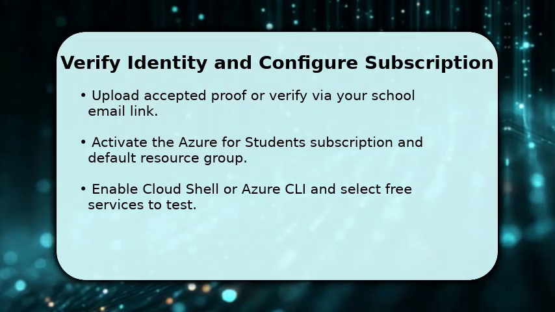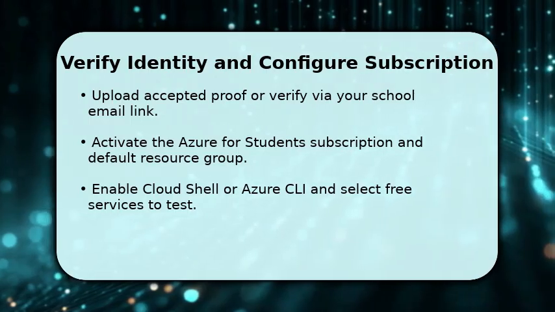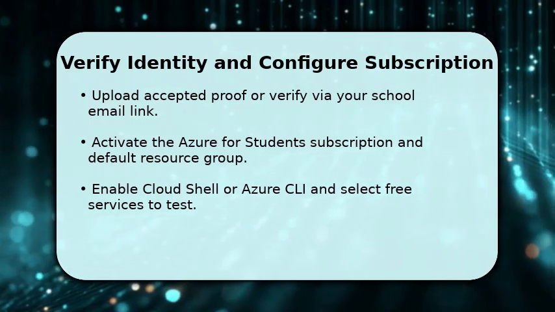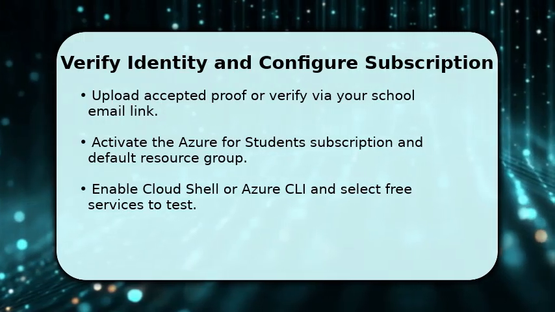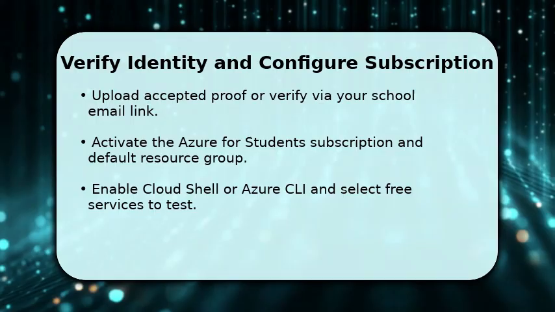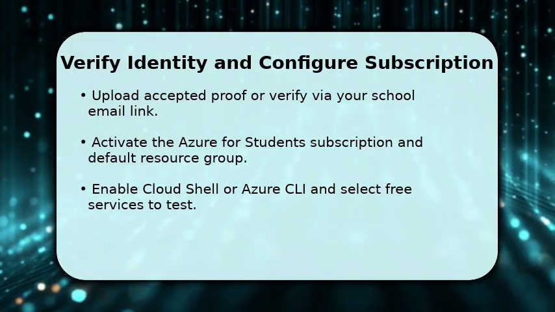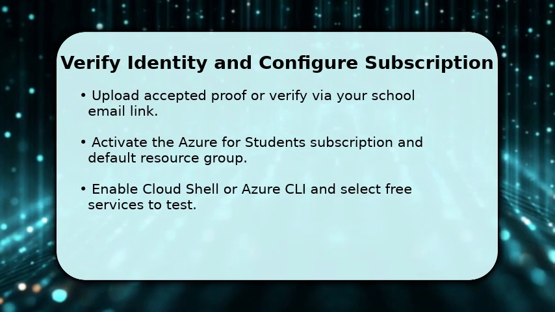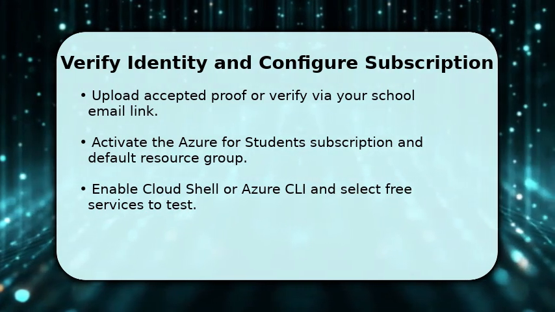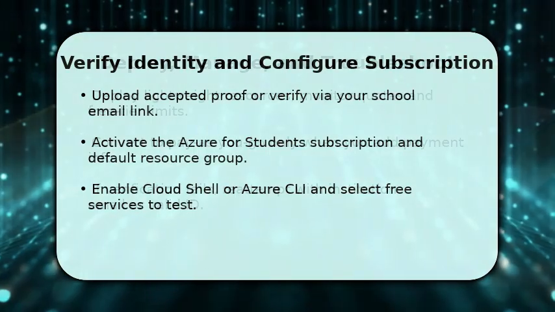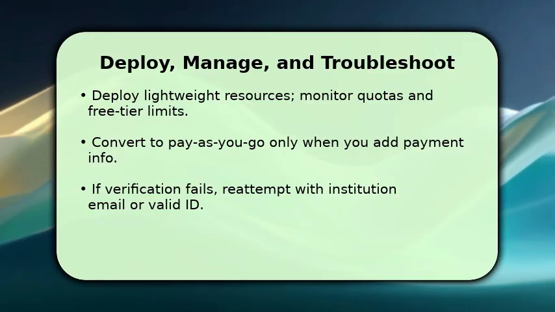Once verified, Azure creates an Azure for Students subscription, and you should immediately set a default resource group and region for deployments. Next, enable Cloud Shell or install Azure CLI locally so you can deploy quickly. Finally, pick from the eligible free services and templates to spin up a small VM, database, or app service for hands-on testing. Deploy a small workload and use the cost management dashboard to watch credits and free tier limits.